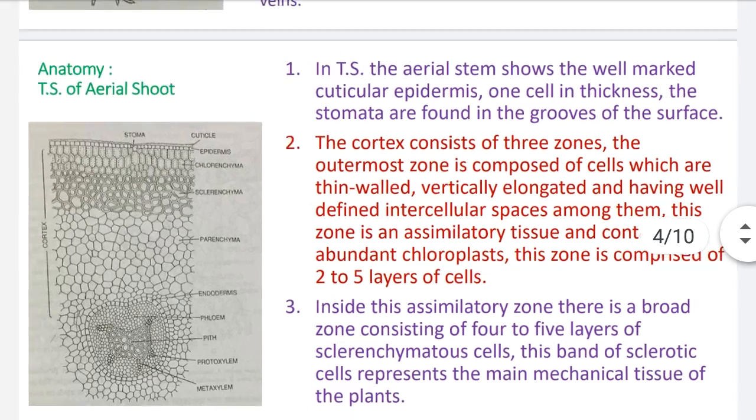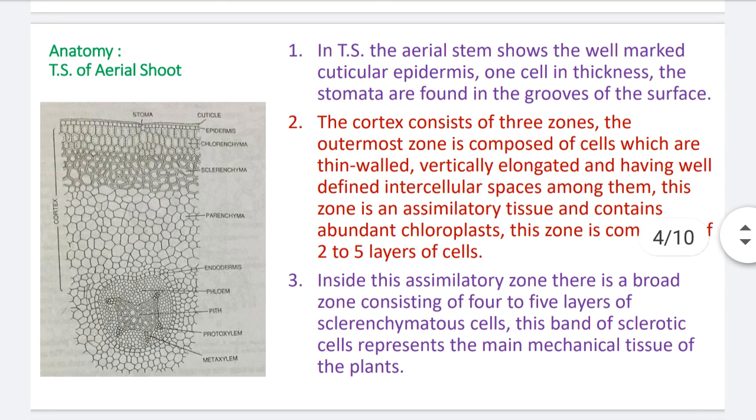Now see the description. Point number 1. In TS, the aerial stem shows a well-marked cuticular epidermis. Cuticular means which is covered by the cuticle. One cell in thickness, the epidermis is single-celled. The stomata are found in the grooves of the surface. Small grooves are present on the epidermis, and the stomata are present in the grooves.